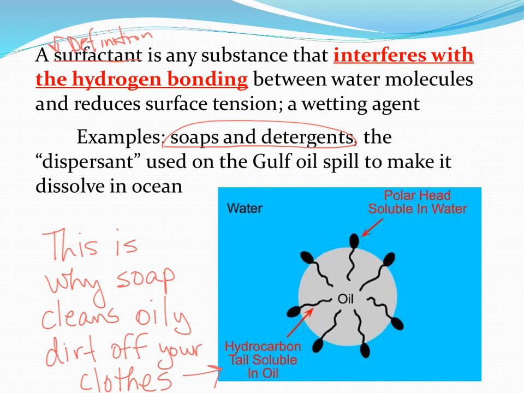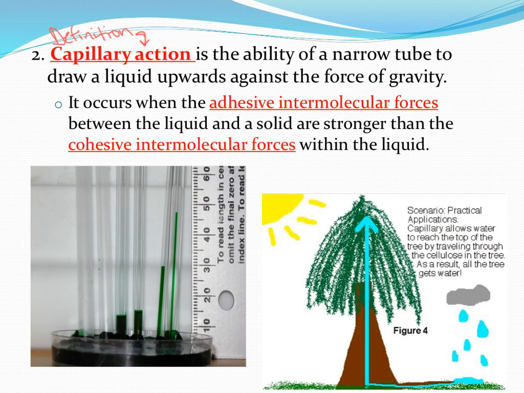Another example of where this was used is they used the dispersant on the Gulf oil spill in order to make that oil dissolve in the ocean. Here's another surface property, another definition.